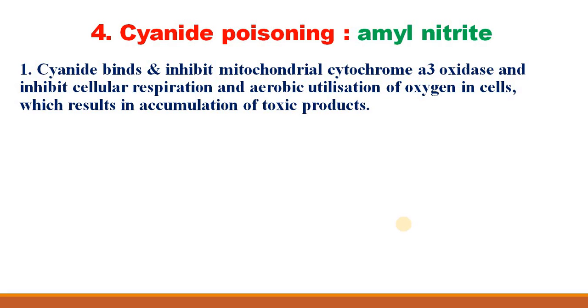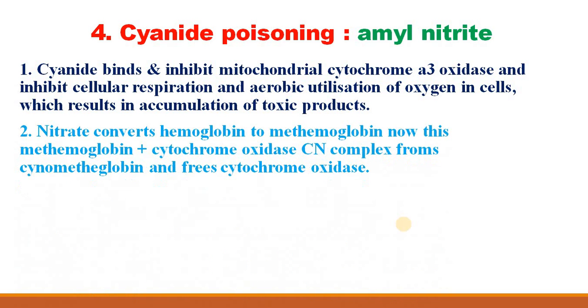Cyanide first affects the brain, because the brain is a highly oxygenated, highly perfused tissue. Nitrites, amyl nitrite and sodium nitrite, are the drugs used in cyanide poisoning. Amyl nitrite is the drug of choice, and second, sodium nitrite is also used. So what will this nitrite do? Nitrite will convert hemoglobin to methemoglobin.